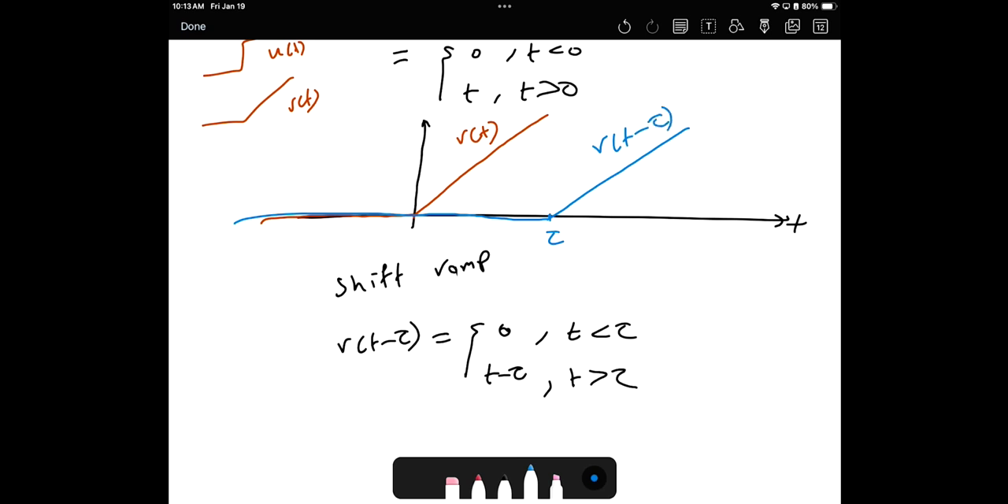So again, how can we make sure where the location of the startup is? Look at what's inside the brackets, t minus tau. So make t minus tau equal 0. Therefore, it will start at t equal tau. And the slope every time comes with 1, unless it's multiplied by a function, then the slope will be different.